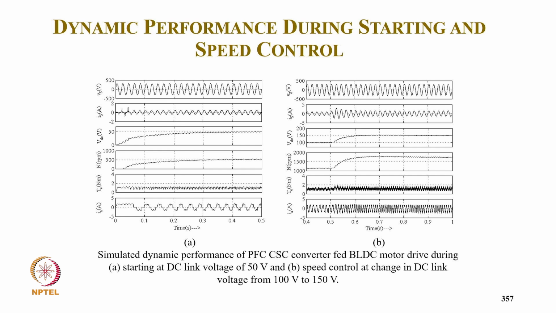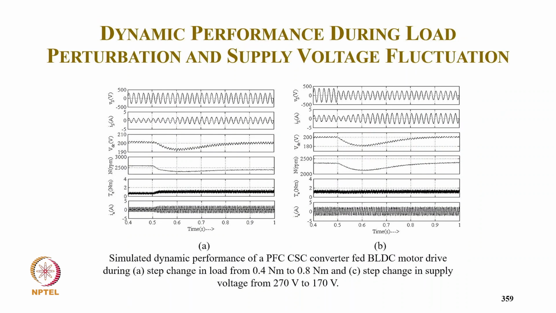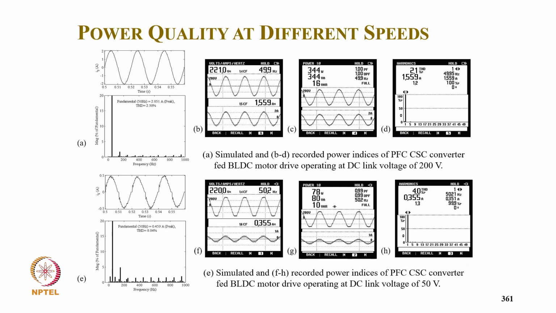So the starting performance at 50 volt: the supply current, you can see, remains sinusoidal and in phase with the supply voltage even when the DC link voltage is changed from 100 to 150, and then the step change in starting, and then the DC link voltage change from 100 to 150 for speed control. And this is the performance when load is changed from 0.4 Newton meter to 0.8 Newton meter, and supply voltage changed from 270 to 170. And then the experimental result for load change and supply voltage change. And these are power quality performance.